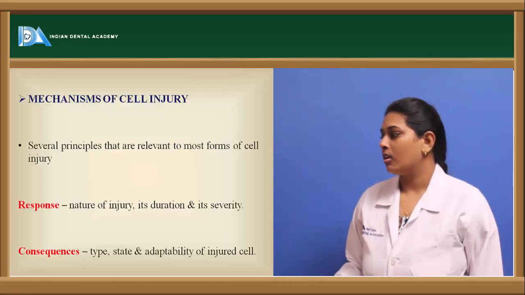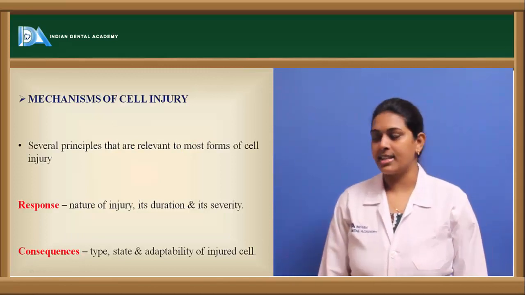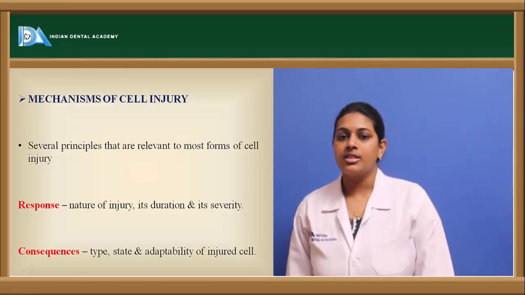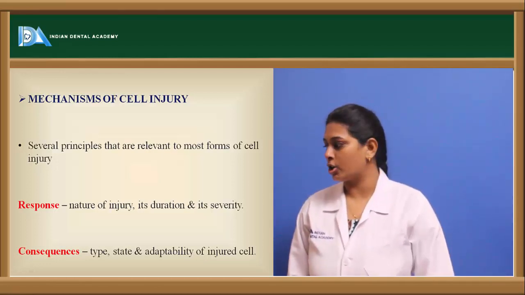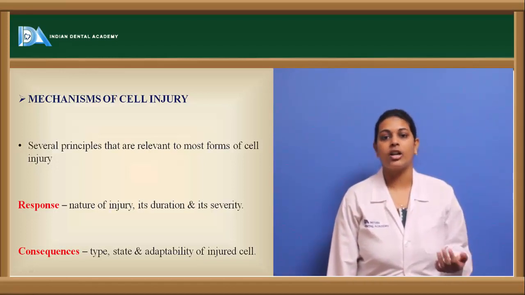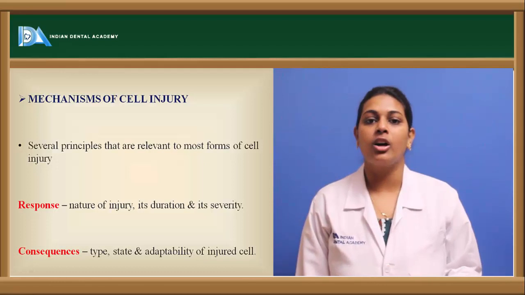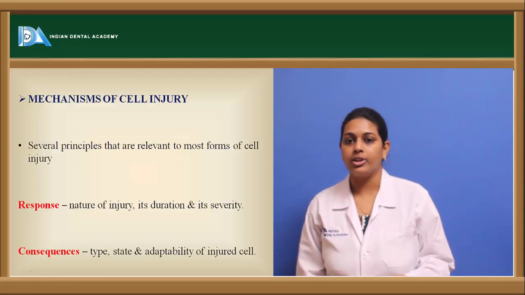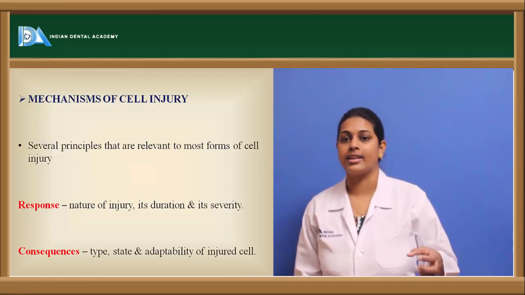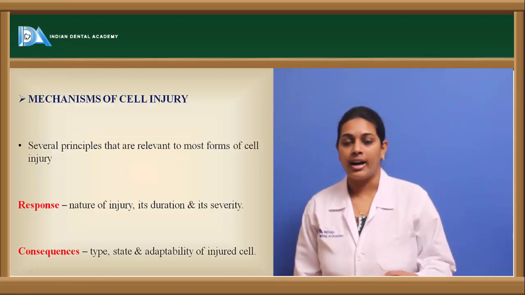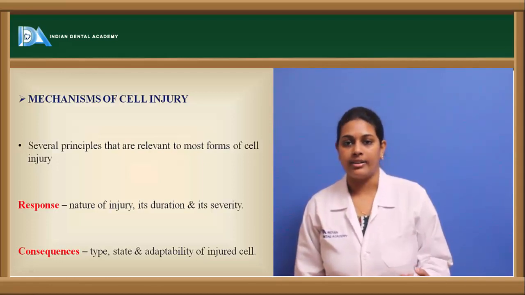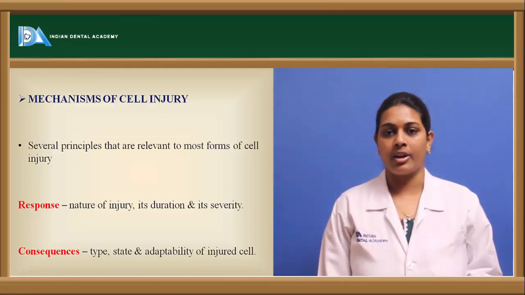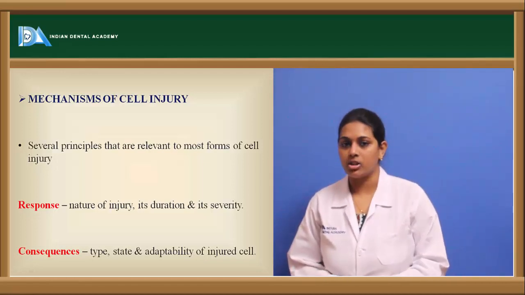Coming to the mechanism of cell injury, usually there are several principles which are relevant to most forms of cell injury. The response to a cell injury usually depends on the nature of the injury, that is, it could be a lethal injury or a non-lethal injury, a harmful injury or a non-harmful injury to a human being. It also depends on the duration of the injury, that is, the time period, the external stimuli, the stress being held on to the human body, the stress being resisted by the human body can also be the basis for the response given. Then again, its severity also matters.